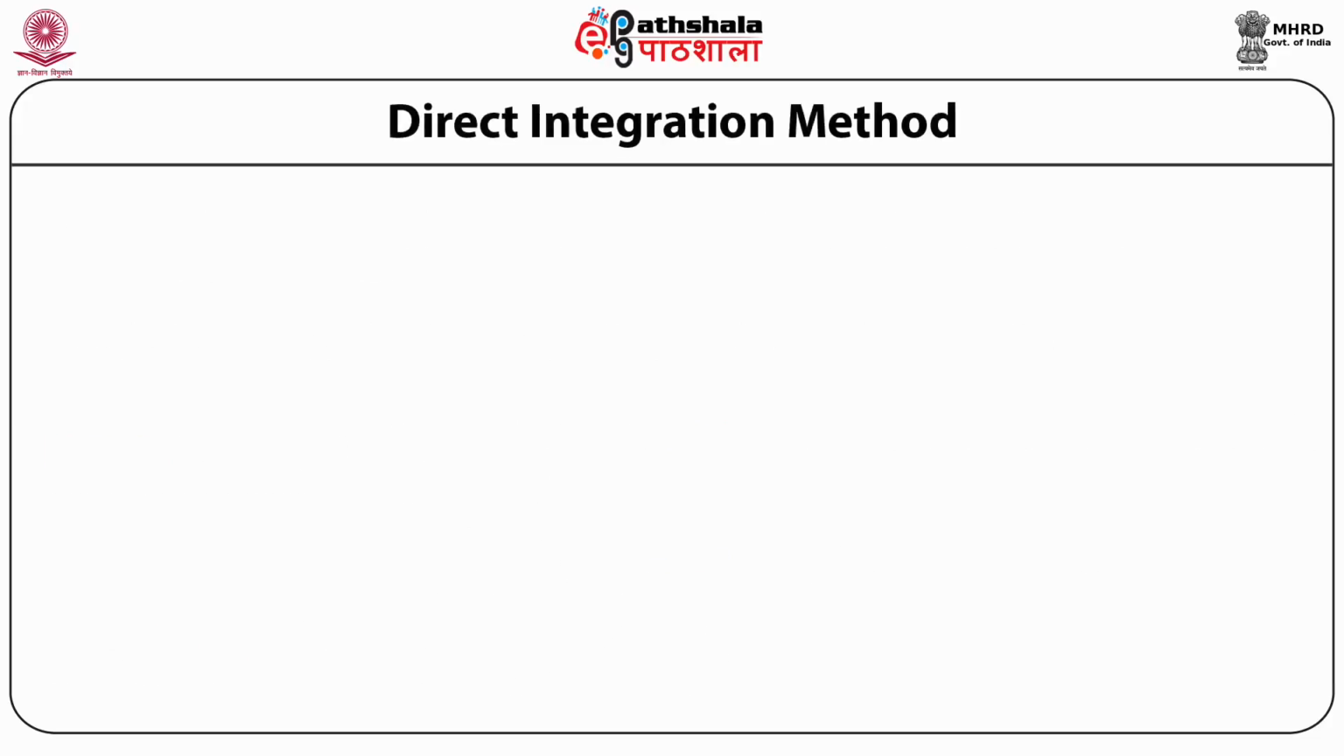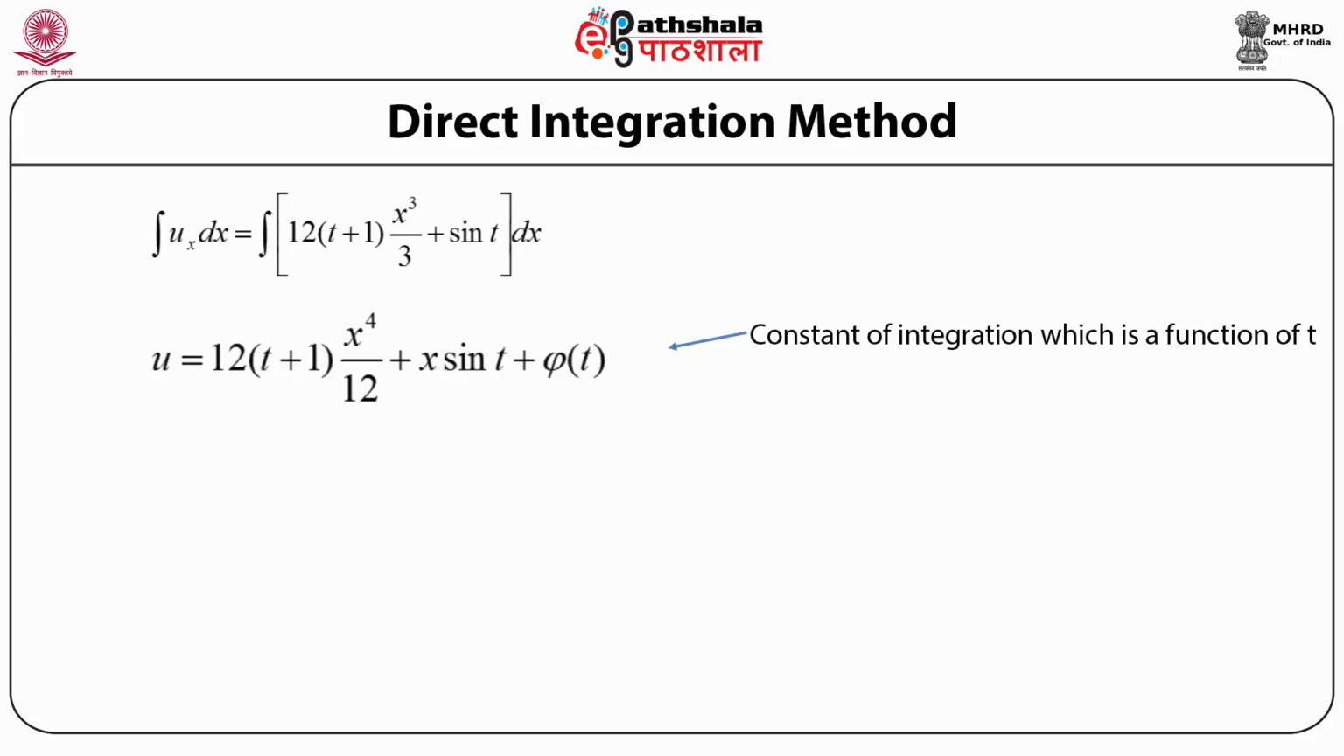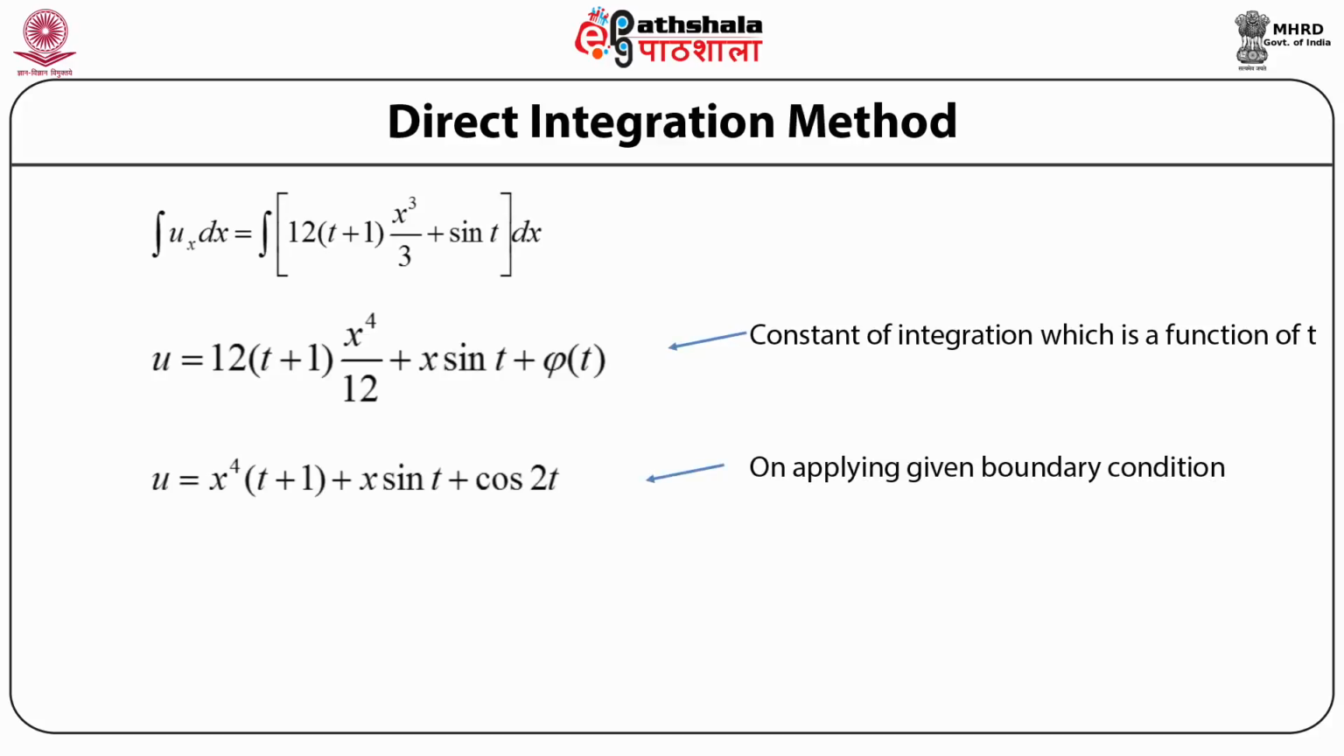After integration, we have u is equal to x power 4 into t plus 1 plus x sin t plus cos 2t. Again we are using the function psi 2 of t and equating to the boundary condition. Then we find the solution is cos 2t, which is a constant value. The whole equation is as shown.